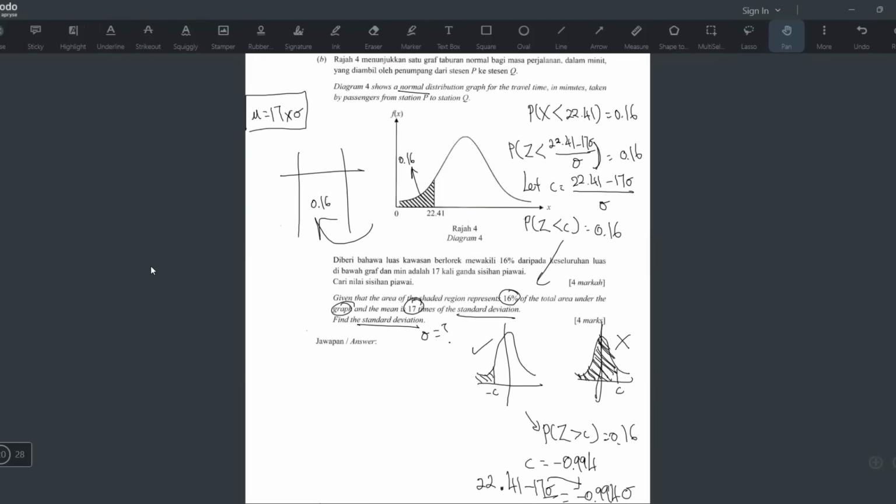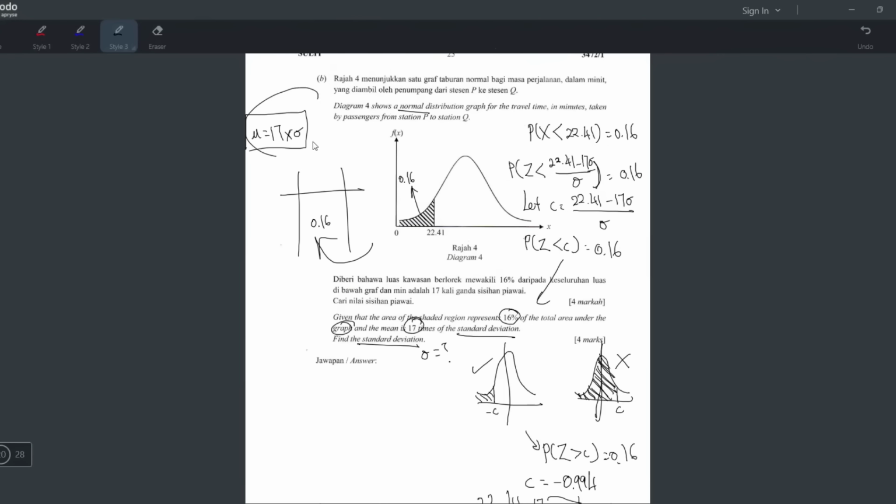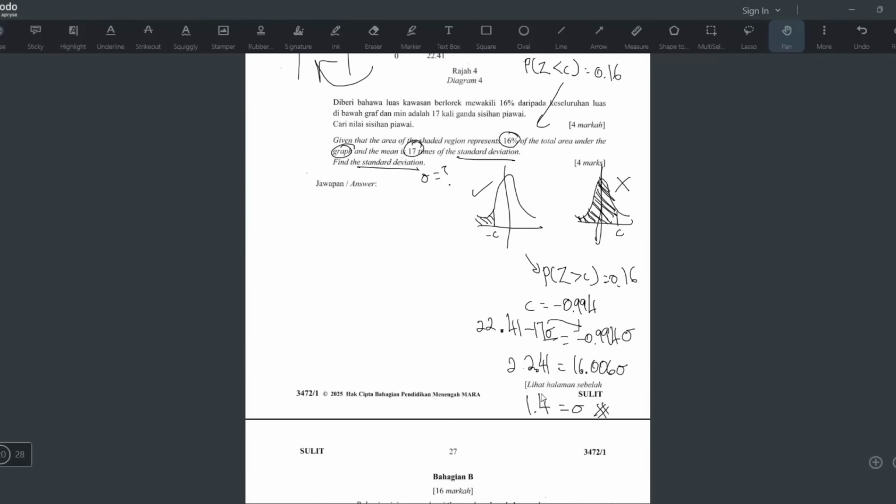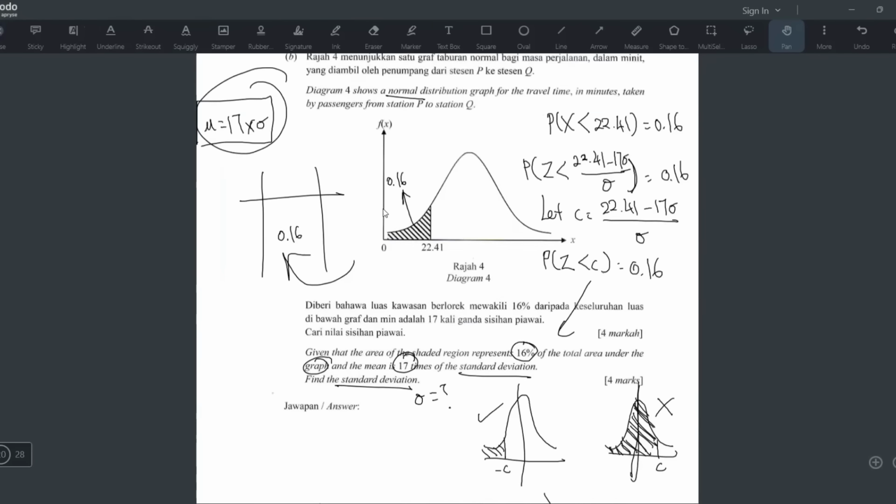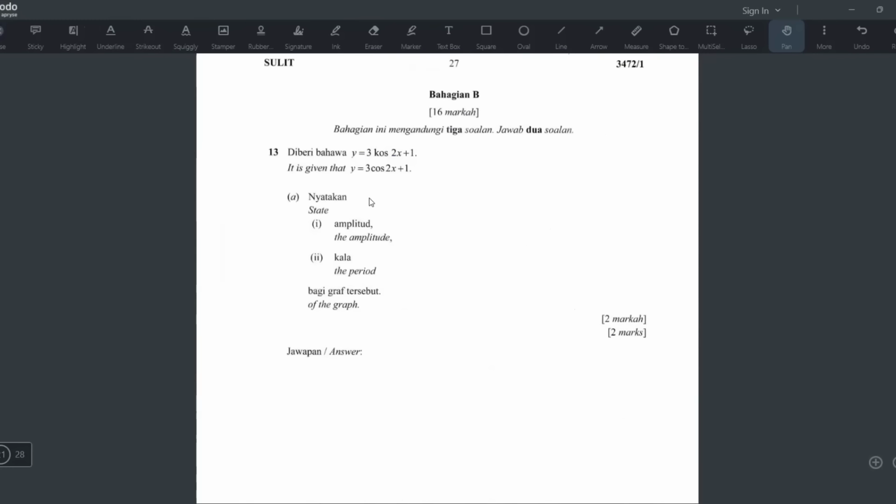Okay, you can actually ganti masuk dalam equation ni untuk cari mean. Tapi tak payah sebab soalan tak suruh cari mean pun, dia cari standard deviation saja. So actually you finish already lah. You can stop here already. That's all. Okay, hope you understand. That's it. Okay, now we masuk bahagian B already.